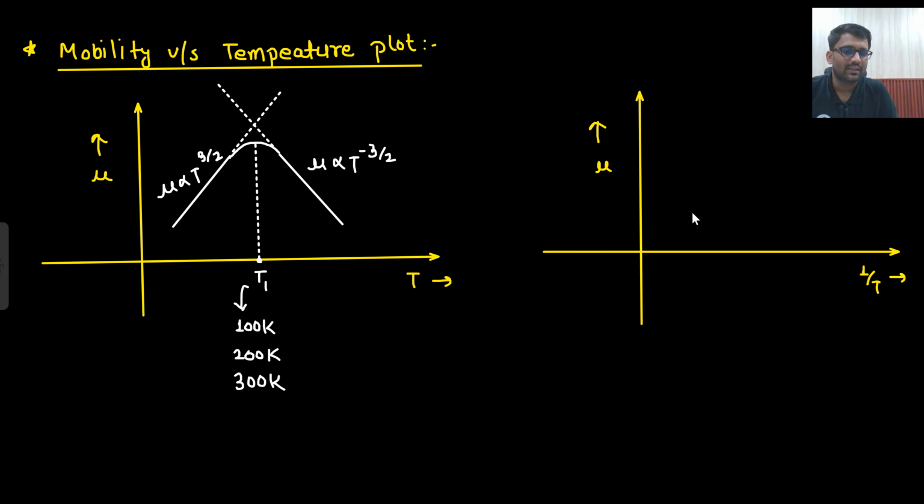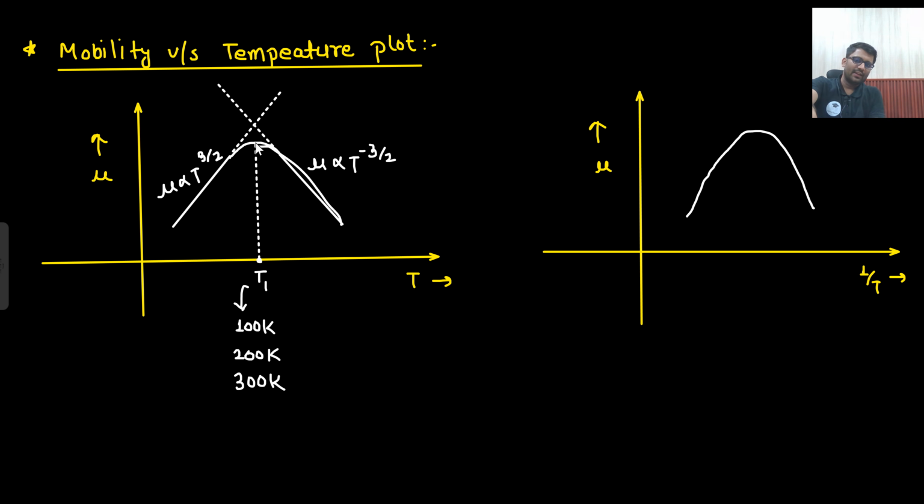So what will be the nature? This will be the nature only. The same kind of nature you will get, right? So in a rough way, I have drawn the graph, because in the examination they can ask the graph of mu versus 1 by T as well. Same graph you will get, no?